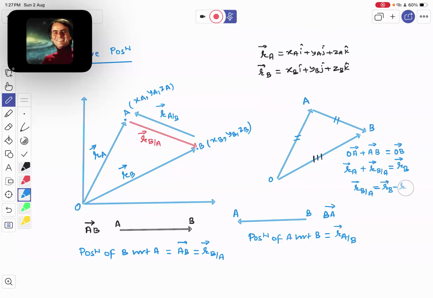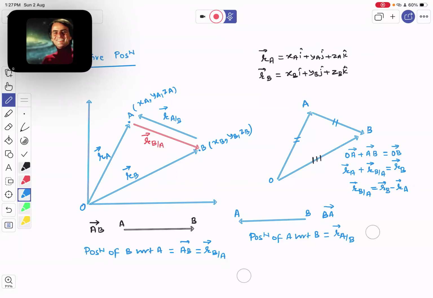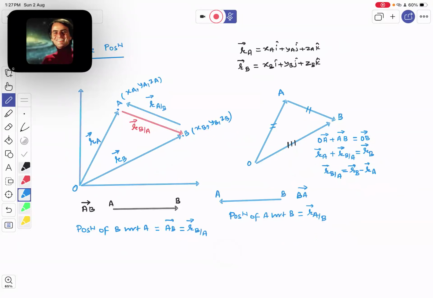Same way you can find RA/B also. But if I know RB/A, I don't have to do anything to find RA/B, because RB/A and RA/B are of equal length but in opposite direction. So RA/B is minus of RB/A. From this itself, I can find that RA/B is equal to RA minus RB.